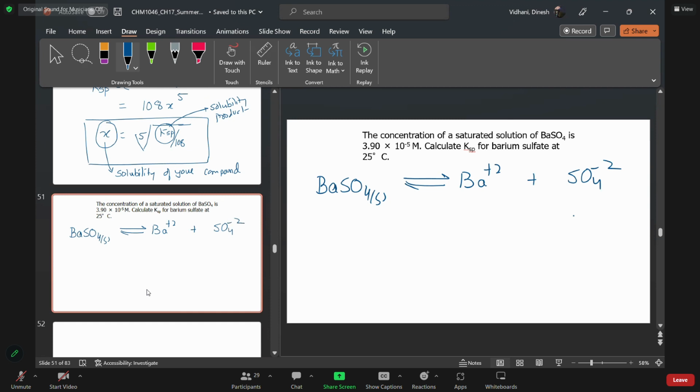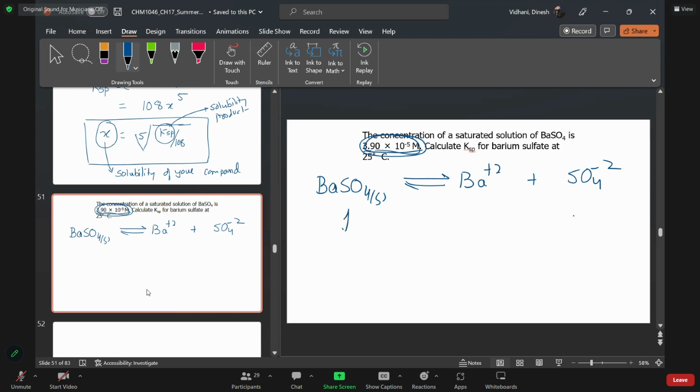Now, this thing tells you the concentration in terms of 3.9 × 10^-5 molar. What does it mean? It means the concentration of barium ions and the concentration of sulfate ions. Because if this amount of barium sulfate gets inside the solution, what happens to the barium sulfate? It dissociates into two ions, right? So you will see barium ions and the sulfate ion.